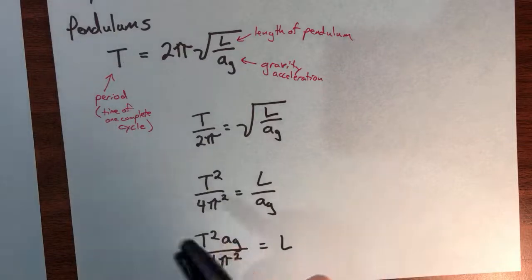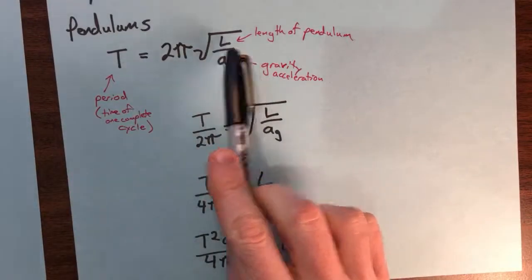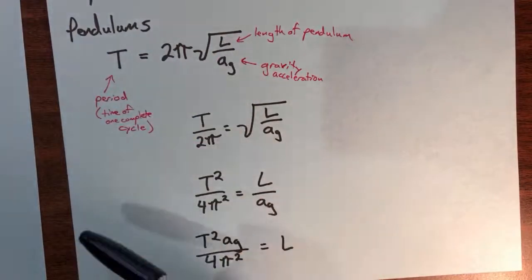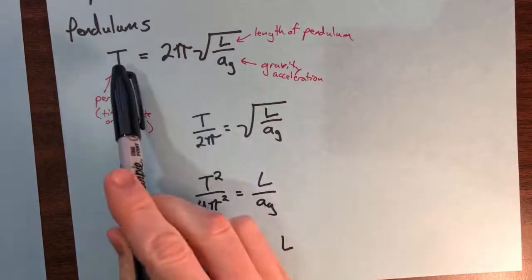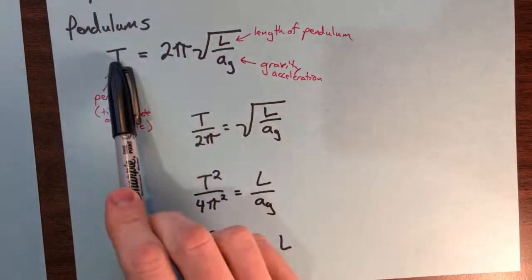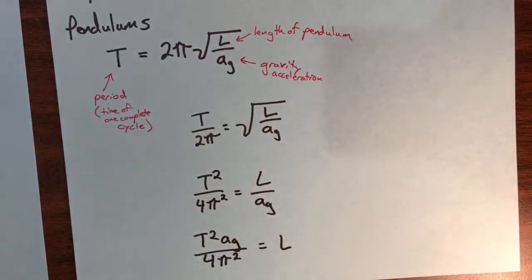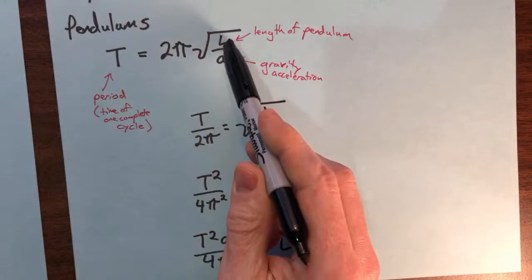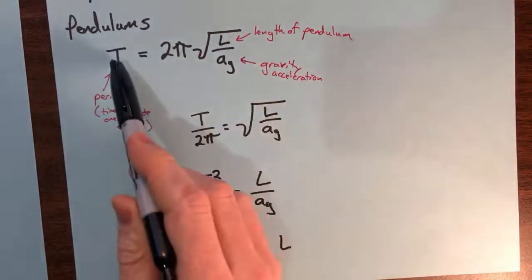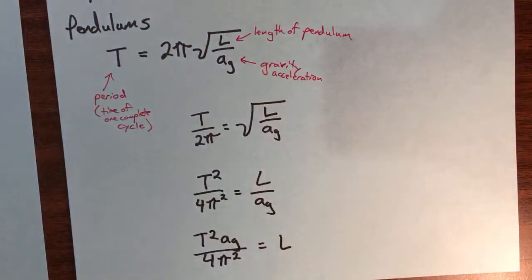We can notice that the period and the length of this pendulum are not directly proportional, but as one increases, the other is going to increase. As the length increases, the time is going to increase. As the time increases, the length is going to increase. Now, the length is going to be increasing more than the time, so we expect a very large increase in the height of this tower. Let's go ahead and plug in some numbers here.